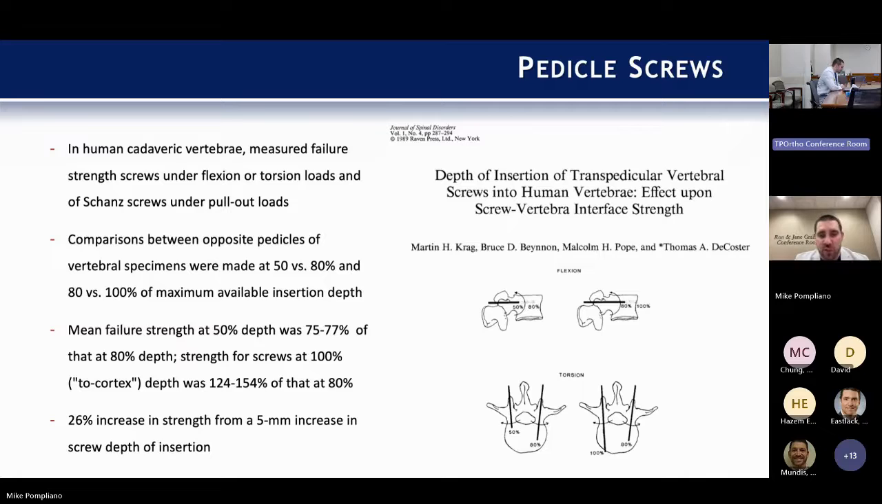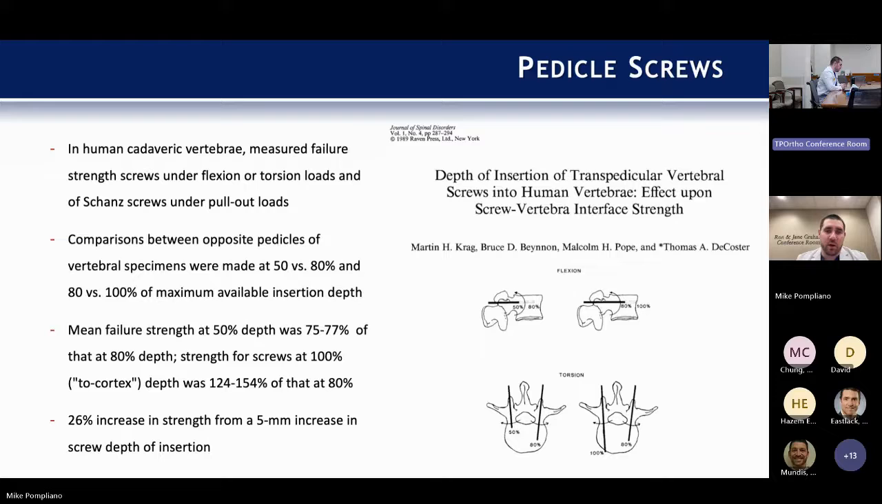Looking at the depth of insertion is important. It's something that we're always talking about when we're planning preoperatively, trying to get an adequate screw size or as long a screw as possible. This was a cadaveric study that measured failure strength under flexion or torsion loads, as well as pull-out strength. It was a comparison of opposite pedicle screws. So they basically cannulated bilateral sides of a vertebral body and then compared 50% of the insertion depth to 80%, and then 80% to 100% of the maximum available depth. Essentially looking at whether a longer screw with more purchase in the vertebral body is better.